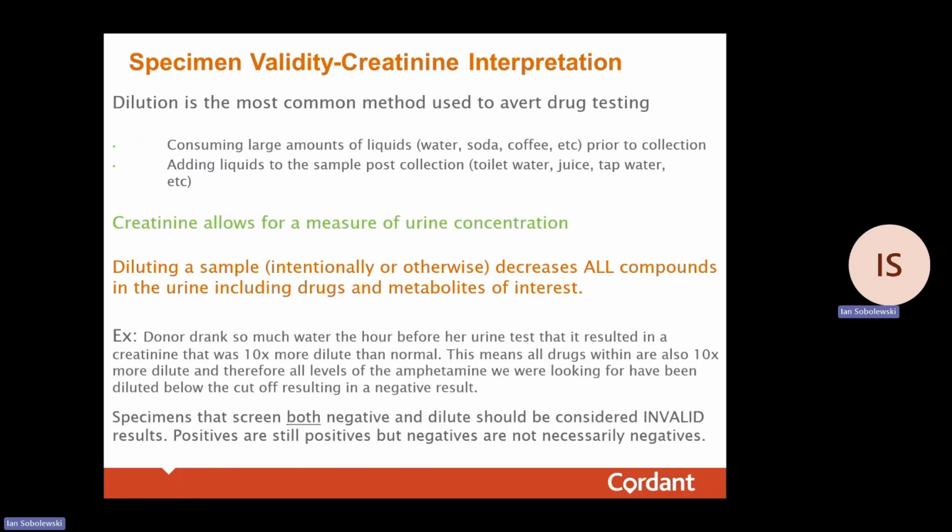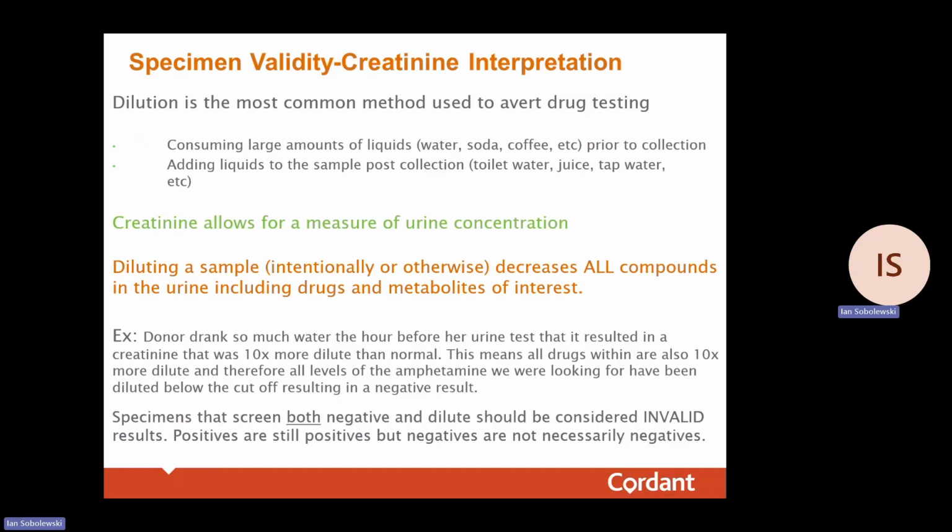Now, dilution is the most common method used by donors to try and subvert their drug test. This can be done in two different ways. The first way, and by far the most common way, is the donor would consume large amounts of liquids prior to their test, and that includes any type of liquid: water, soda, coffee, tea. Any type of liquid would contribute to a dilute sample.